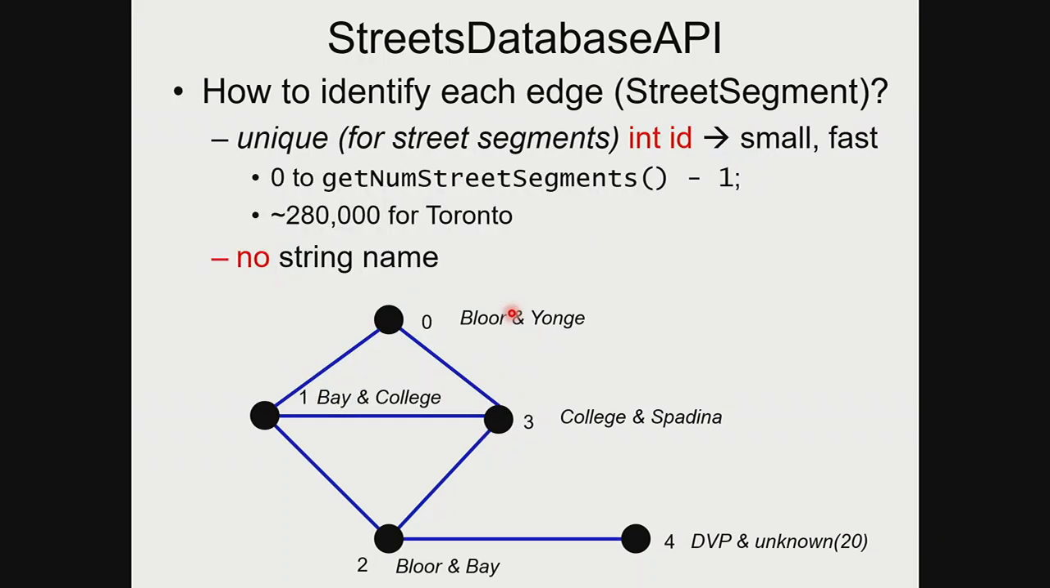Okay. So we've talked about the vertices, what about the edges? The edges are represented by another class called street segment. And again, each street segment is identified by a unique integer ID that goes from 0 to getNumStreetSegments minus 1. So for any entity in the map, you're going to find a function in the street database API called getNum of that entity, which gives you the number of that entity.